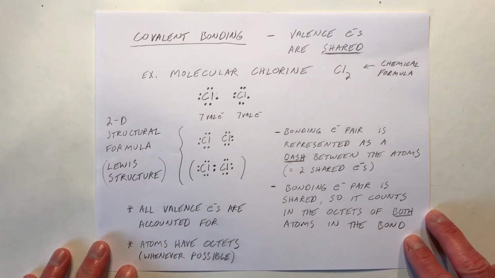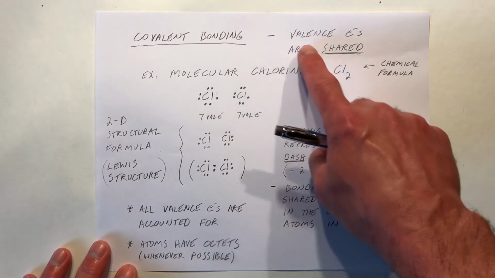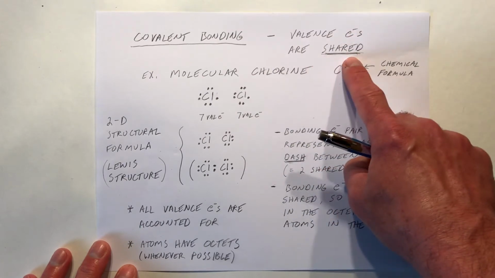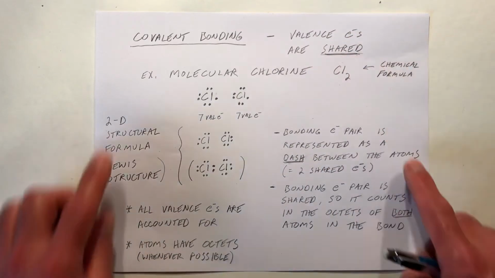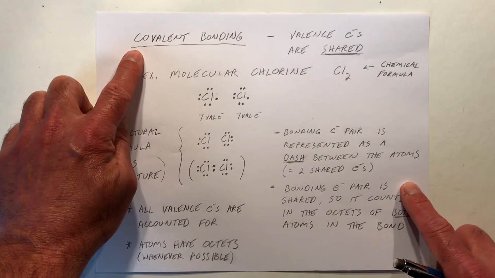So let's take a look at covalent bonding. Covalent bonding happens when valence electrons are shared. We're sharing the valence electrons. That's why it's called covalent bonding.